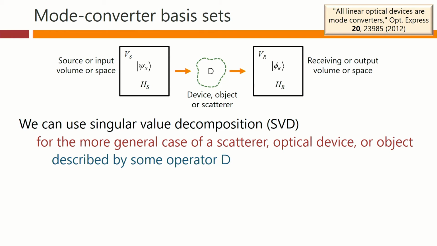In this case, using the same mathematics, the relevant sets now become the orthogonal input modes that couple one by one to orthogonal scattered output modes. Now we're going to look at the idea of singular value decomposition again, but for the more general case of a scatterer, optical device or object, described by some operator D. So instead of just having free space in here, we are allowing some other device.